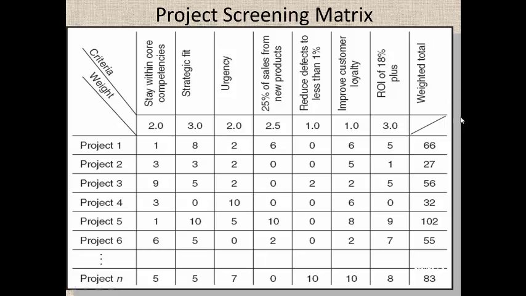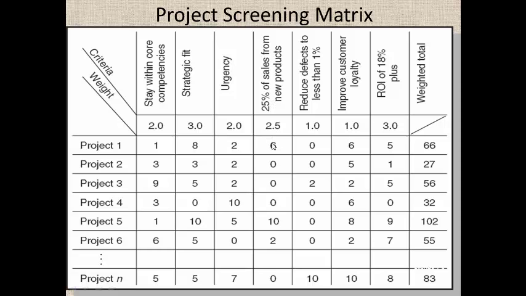It's not that this is the only factor you need to keep for a screening matrix. Basically what we are saying is you should have a criteria and a weightage for selecting a project. Stay within the core competencies. So whether the project is staying within the core competencies, you need to rate the project from 1 to 10. And 2 is the weightage for this particular factor, criteria. Strategic fit, how much the project strategically fits within the organization. You may rank from 1 to 10. Urgency, how important and how urgent it is that this project has to be done.